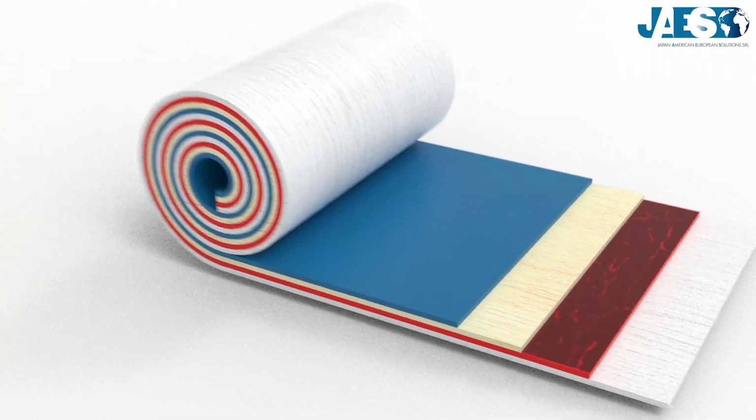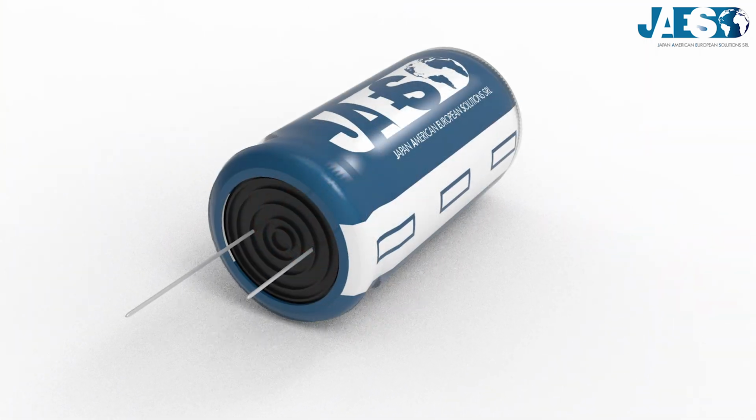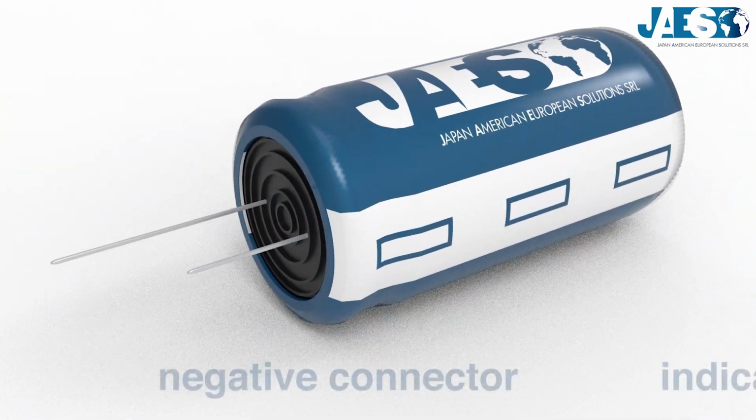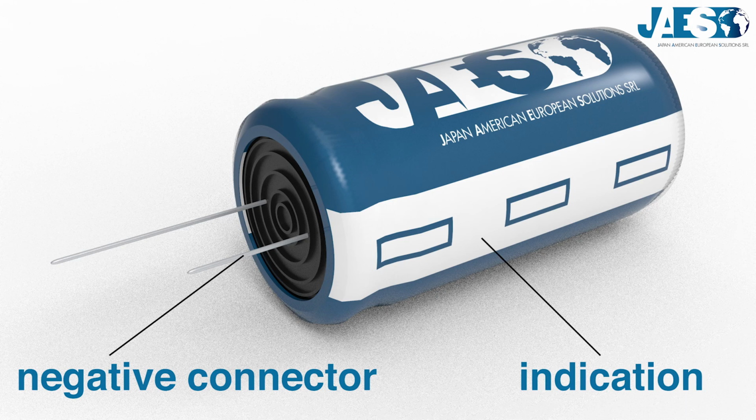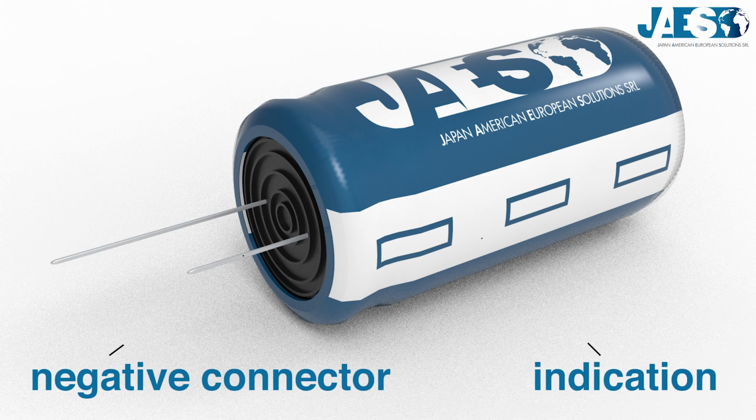The electrolytic capacitor is polarized, which means it works in only one direction, and on the external surface, the negative conductor is indicated being the shorter one. If we invert the polarity, this will cause the overheating and consequently the explosion of the capacitor.